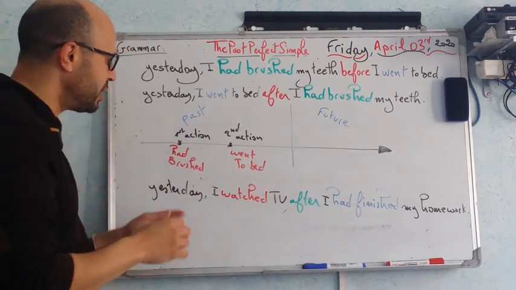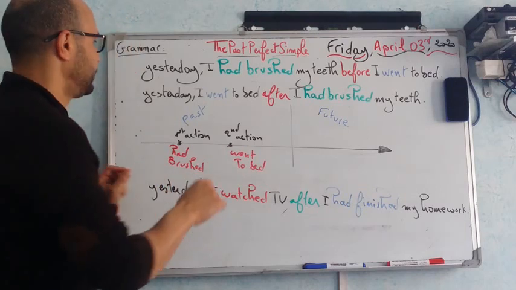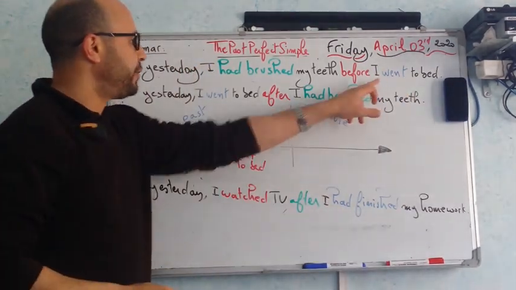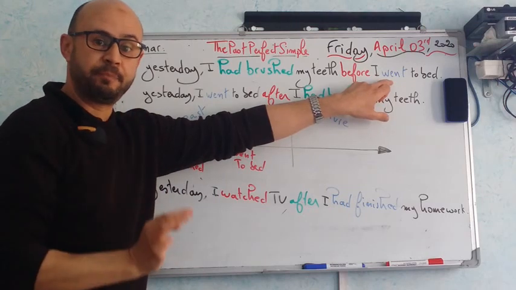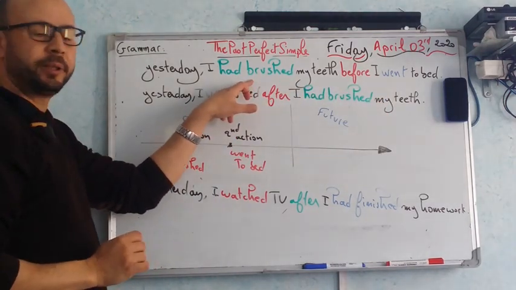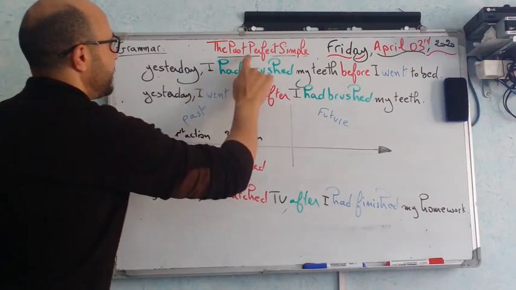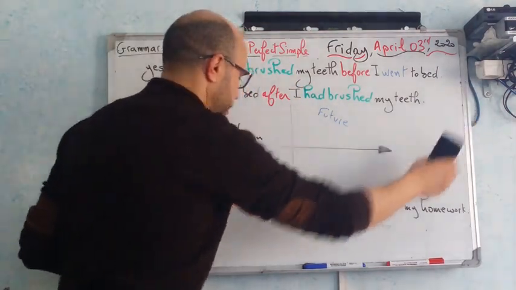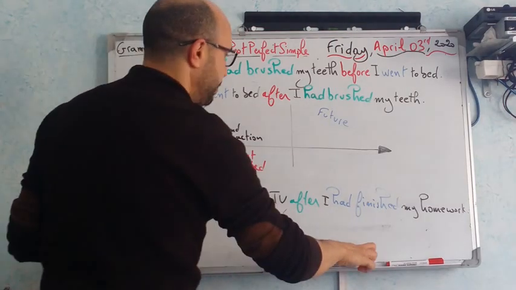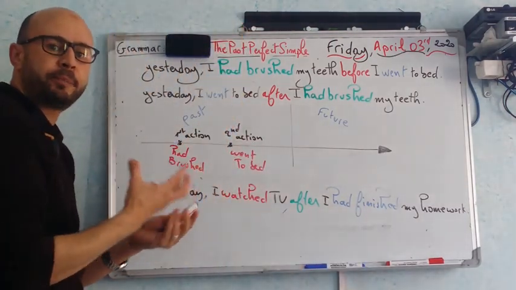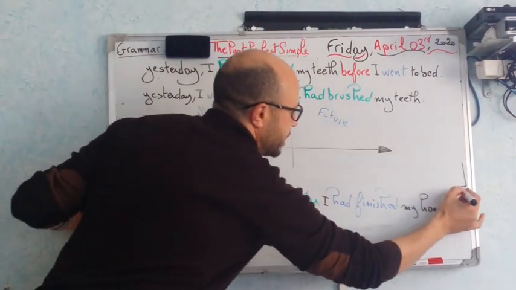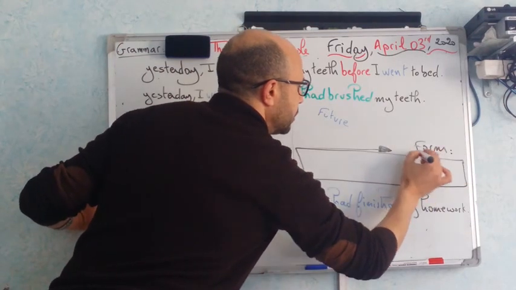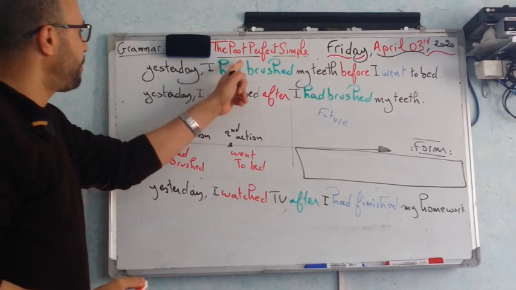Good. Now, do you notice the difference in tenses? Had brushed, went. This verb is in, very good, in simple past. What about this verb? It's not simple past, it is the past perfect. The past perfect. Now, if I want you to tell me what is its form, how is this past perfect formed? If we want to write here the rule, the form.